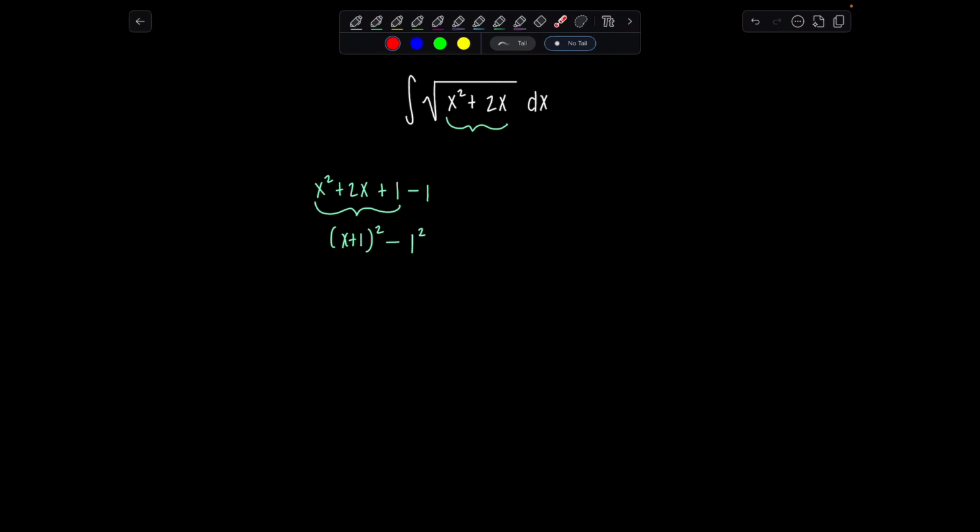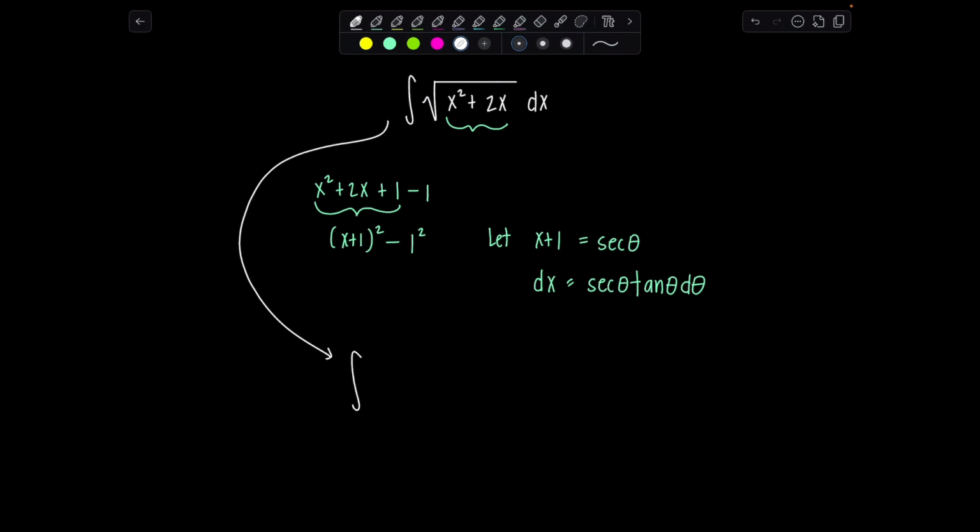So anytime you have variable quantity squared minus constant squared, you use secant theta for your trig sub. So I'm going to let that entire variable quantity x plus 1 equal secant theta. And then differentiate both sides. So dx is equal to secant theta tan theta d theta. Beautiful. Now let's go ahead and rewrite our integral all in terms of thetas.